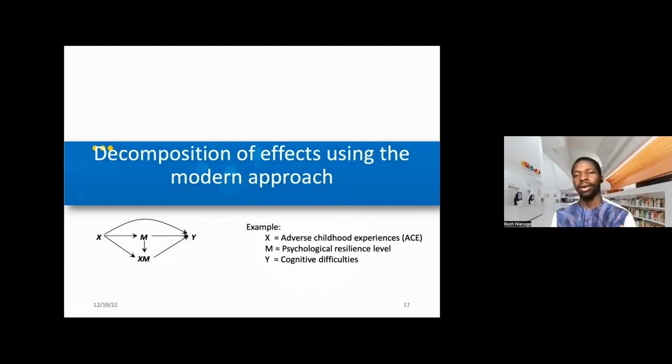For example, we can think about X as adverse childhood experiences, M as psychological resilience level, high or low, and Y as cognitive difficulty. And XM is just the interaction between adverse childhood experience and psychological resilience level. You can think about looking at the effect of adverse childhood experiences on cognitive difficulties by levels of psychological resilience, right? So that's basically how we can go about that.